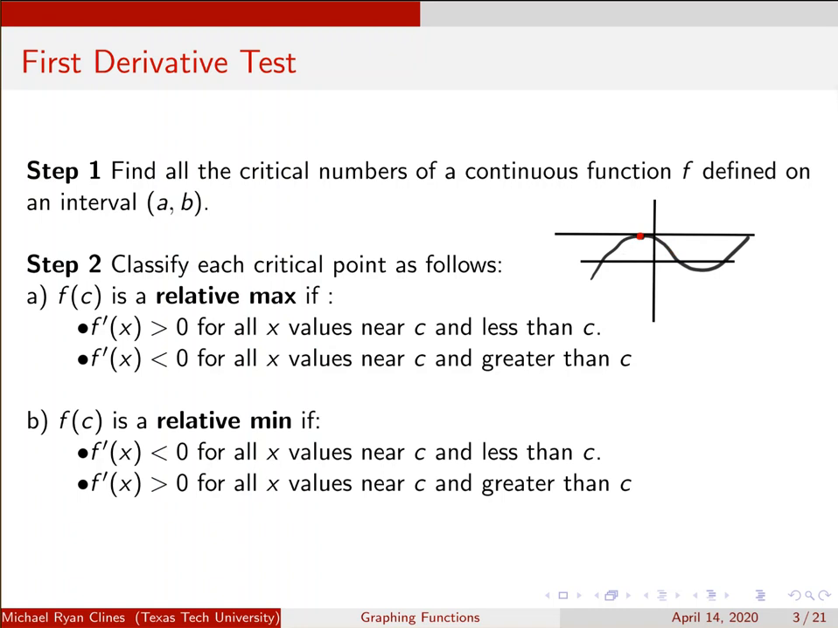So what these conditions are saying is, it is a relative max if at that point it has a horizontal tangent line, or the tangent line doesn't exist, so it's a critical point, and if all the values a little to the left of it are beneath it, and all the values to the right of it are beneath it. That's what this is saying. Now, on the left side, we need the function to be increasing, because it's going up to that point. And then to the right of it, we need it to be going down.